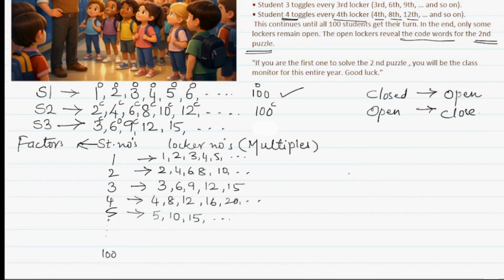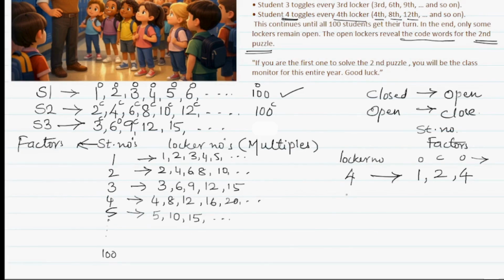If I take locker number 4, who all are touching locker number 4? Student 1 opens, student 2 closes, and then student 4 opens. So these are factors. Student numbers are factors. Here we understood that after student number 4, nobody touches locker number 4, because 4 has factors only till 4. So this will be open after this.